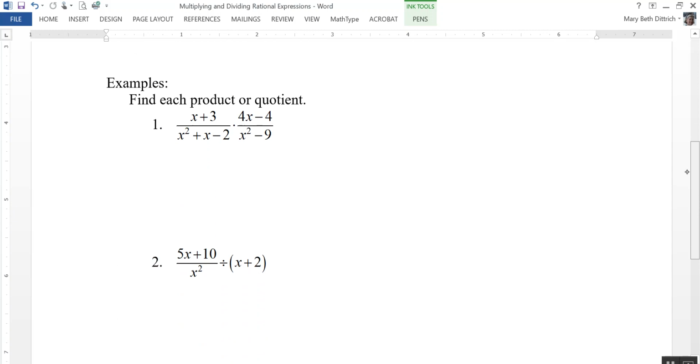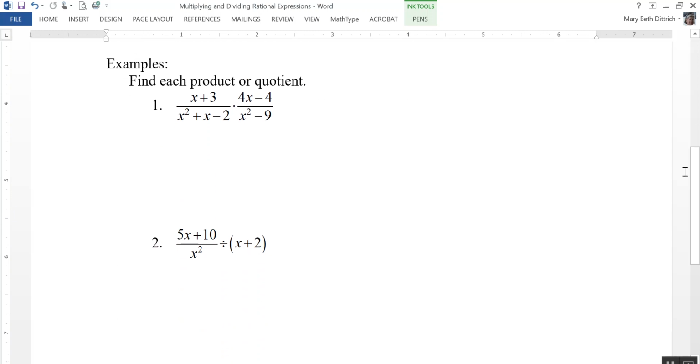So my first example is (x minus 3) over (x squared plus x minus 2), times (4x minus 4), divided by (x squared minus 9). Before I start doing any multiplying, I'm going to factor anything that I can. In fact, I'm seeing that 3 of those expressions can be factored. So here I have x plus 3, and then my first denominator can be factored into (x plus 2) times (x minus 1). And for my second rational expression, I can take out a greatest common factor of 4. And the denominator of that one is a difference of squares.